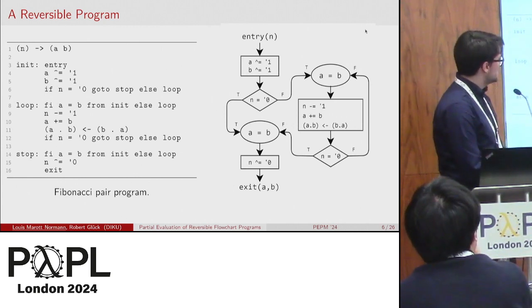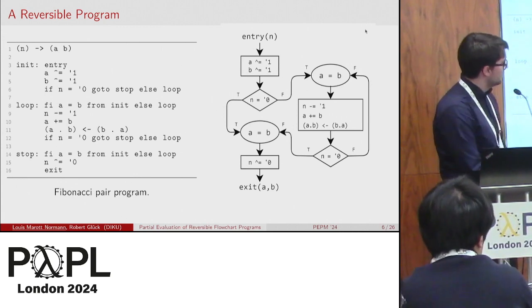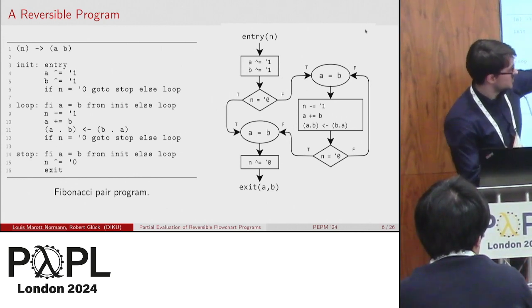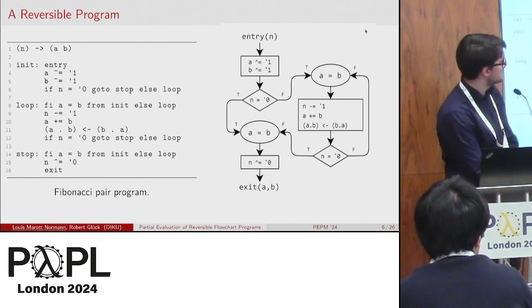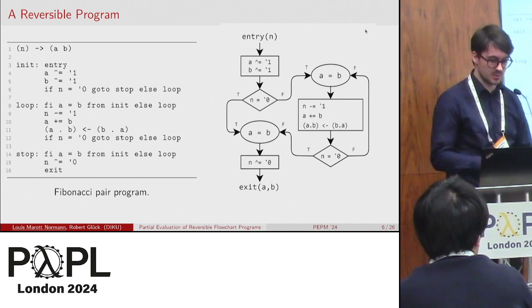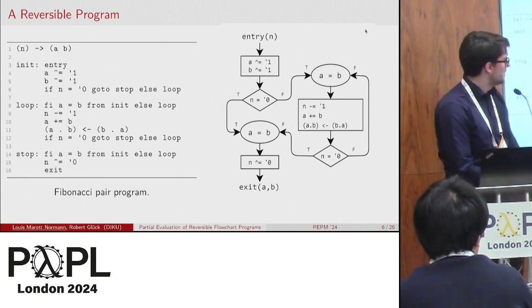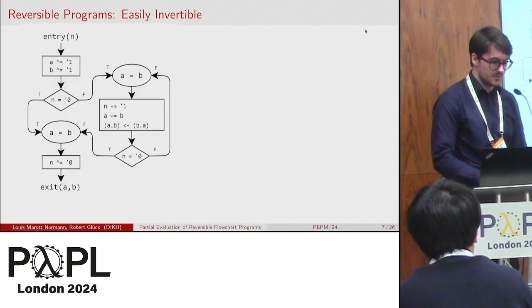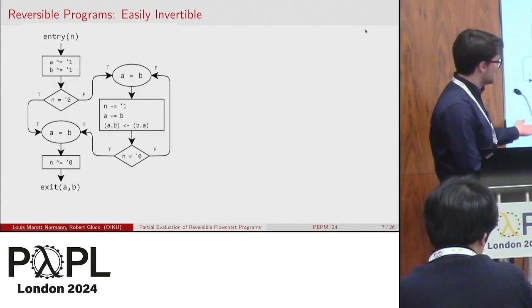And if we were to just look at the flowchart version, this is actually kind of a loop structure where we go in from the entry, and then we repeat this loop n times, where we decrease n by 1, add b to a, and then swap the two, until finally we get the Fibonacci pair. And just for the sake of it, we have the flowchart version here.